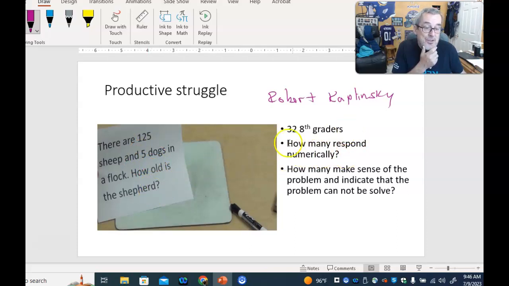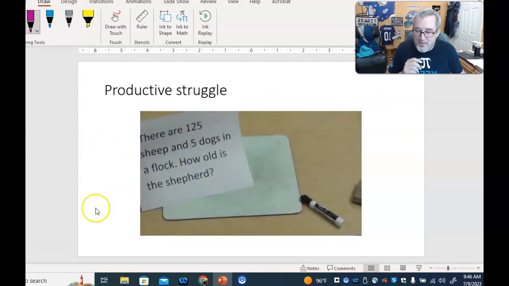How many of the students actually answered the question? And how many of the students make sense of the problem and say, well, you can't figure out the age of the shepherd by knowing how many sheep and how many dogs there are? What do you think? Take a minute and just guess. Of the 32 eighth graders, how many said, nah, this doesn't make any sense? And how many of them maybe even looked for a key word and did something? All right, make your guess, and then I will show you the video.